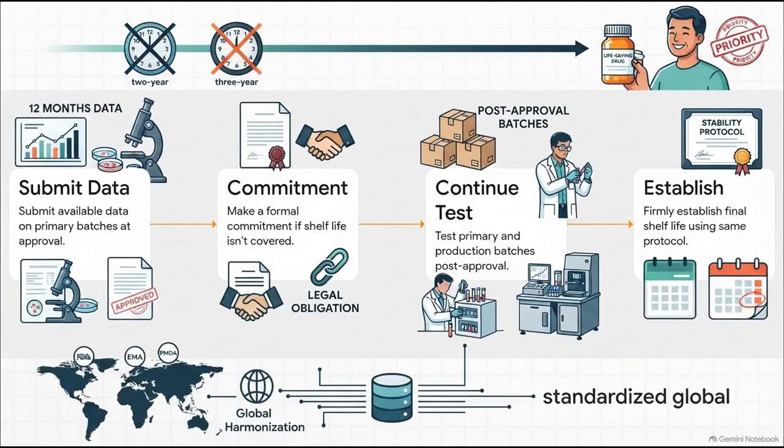Now, what happens when a life-saving drug needs to hit the market before the full 2 or 3 years of real-time, long-term data is actually finished? In these cases, companies have to make stability commitments. They submit the 12 months of data they do have at approval, make a formal, legally binding commitment to continue testing those exact batches post-approval, and update the regulators to firmly establish the final shelf life over time.